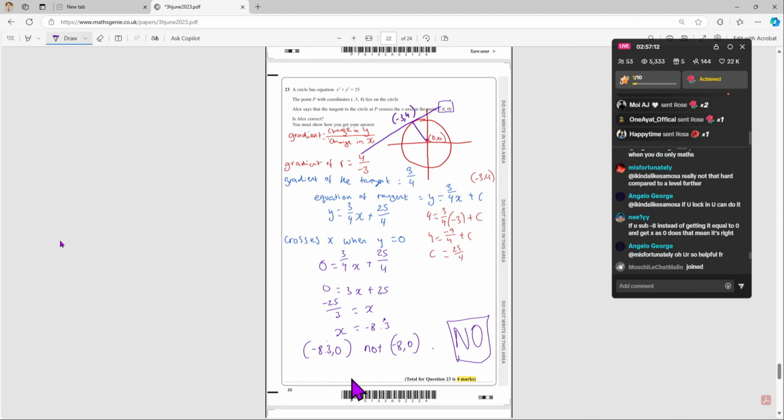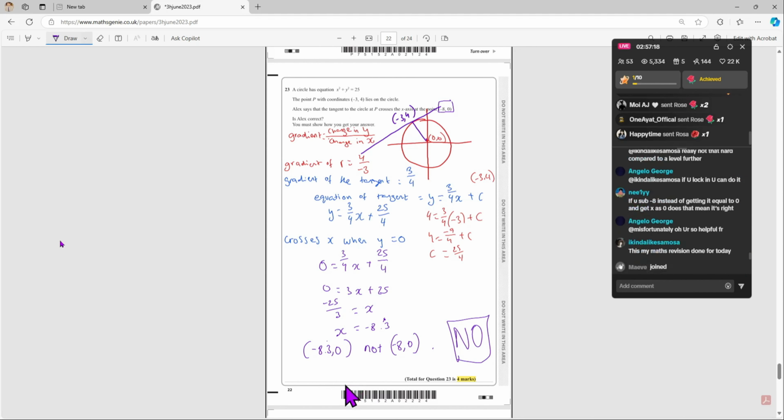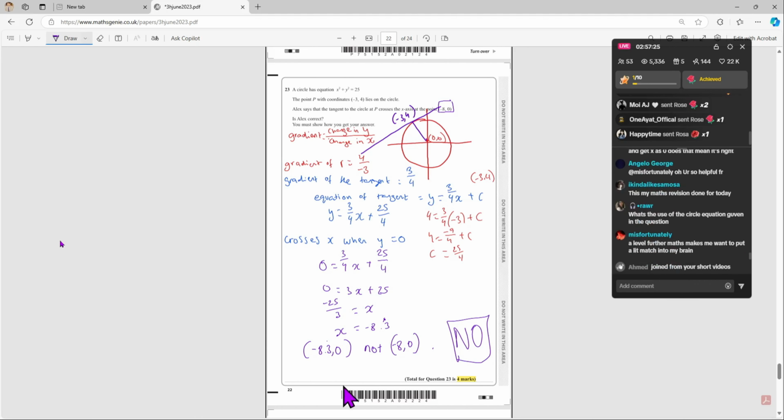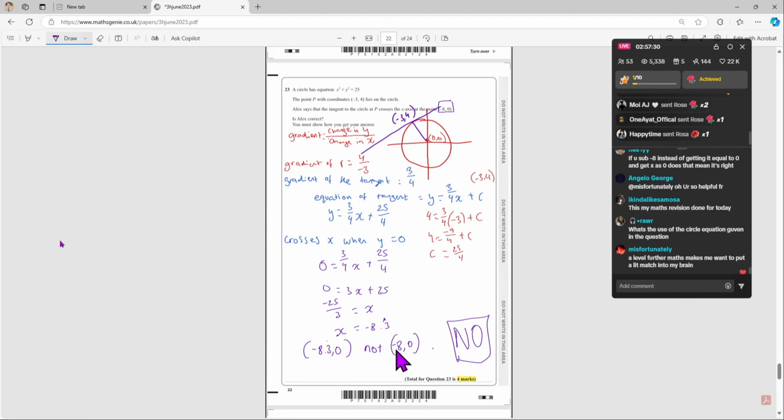If you substitute minus 8 instead of getting it equal to 0 and get x as 0, does that mean it's correct? It should be. But you should get these coordinates, okay?